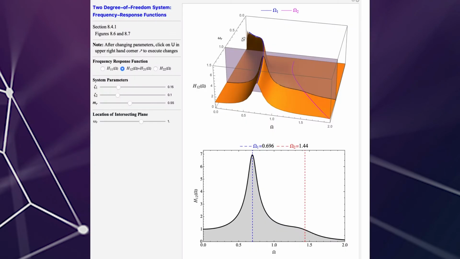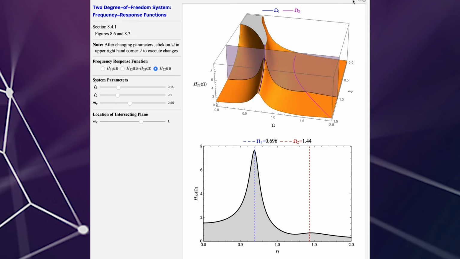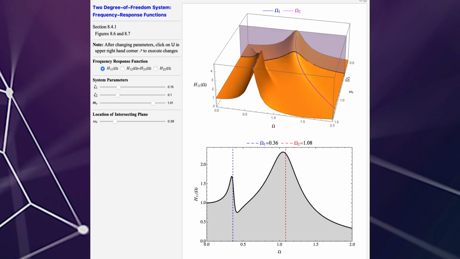The last interactive graphic is from Chapter 8 and is used to display the frequency response functions H11, H12 and H22 of a translating 2 degree of freedom system as a function of the natural frequency ratio, the mass ratio, and the damping factors. In addition, the natural frequency coefficients are given for the selected parameters.